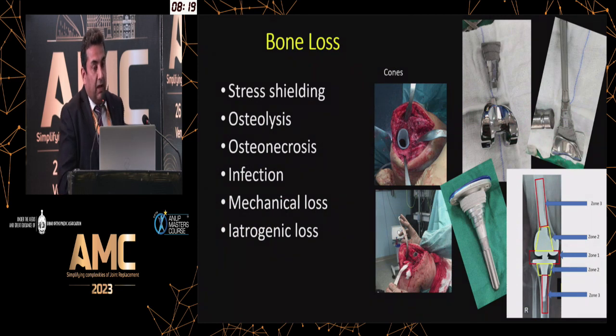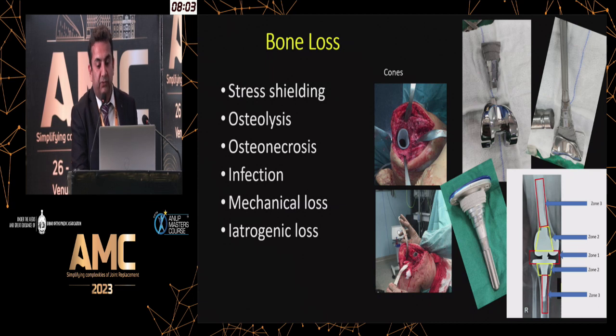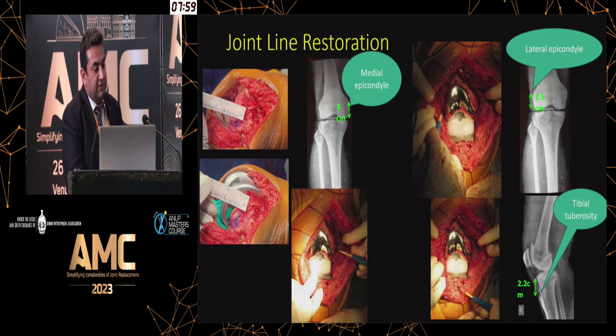Bone loss, why would it happen? It would happen due to stress shielding, osteolysis, osteonecrosis, infection, mechanical loss, and during removal of the components, which needs to be taken care of with either space fillers like cones or sleeves. And you must get a zone 2 fixation with these implants so that you have a stable joint.